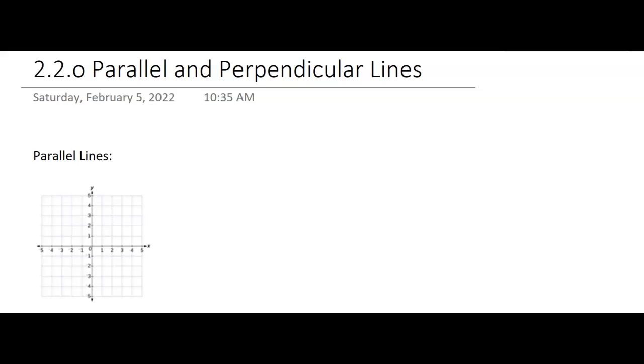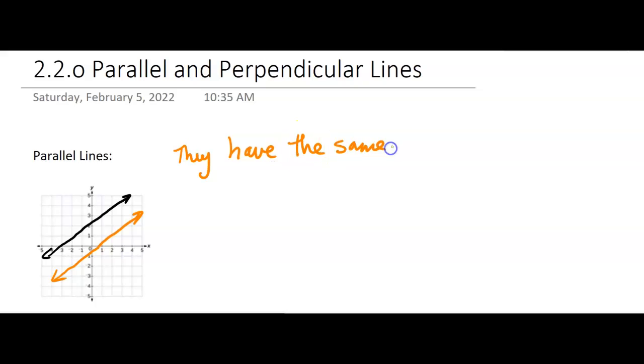Okay, so parallel lines is like if we had a line going like this, and then we had another line going like this. They're like railroad tracks, right? Well, and I might not have it drawn very well, but here's the key to parallel lines. They have the same slope. They have the same rise over run.